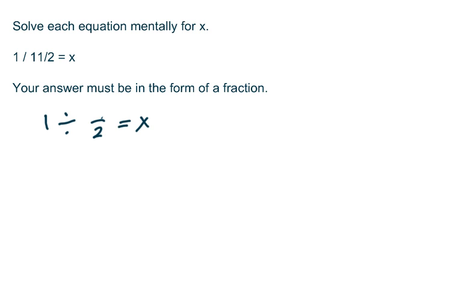So what I'm seeing here is that we're starting with 1, we're dividing by something, and it's getting us to x. Now I know that when we divide, we can, in the next step, actually multiply by the reciprocal. Let's write that word.